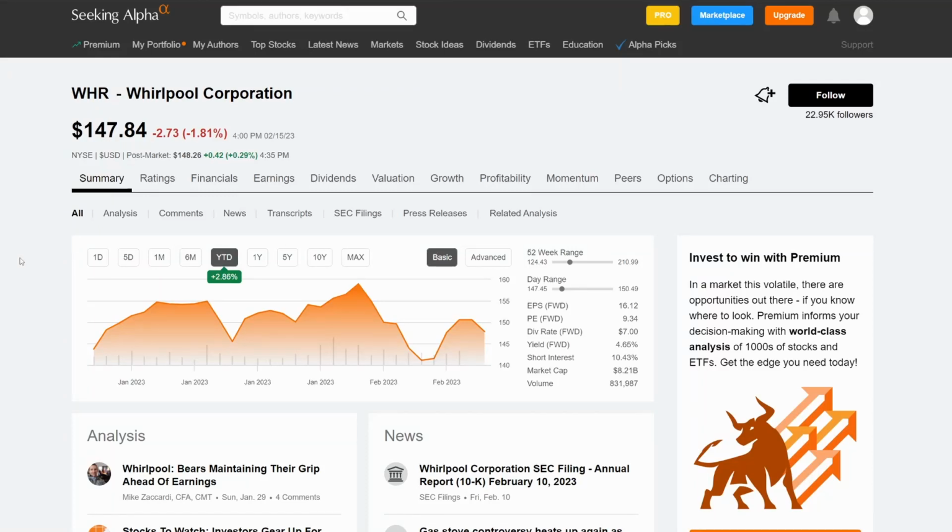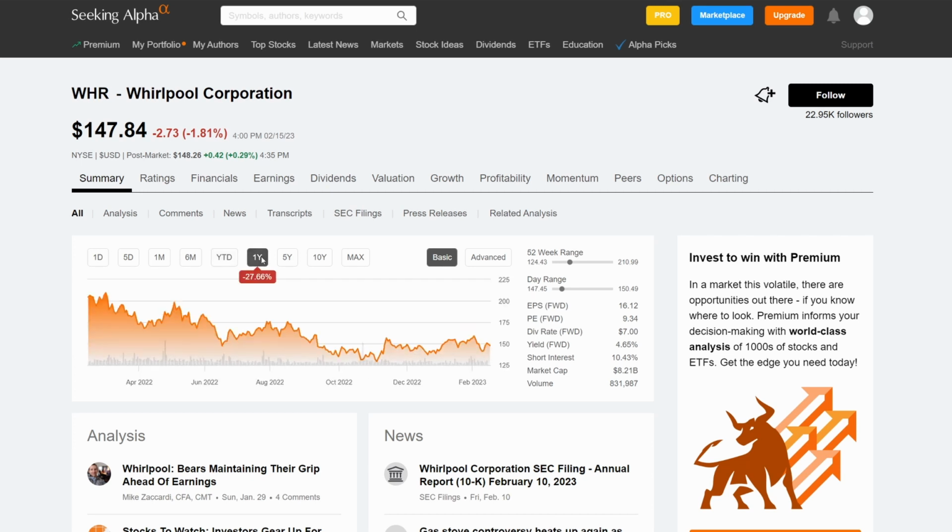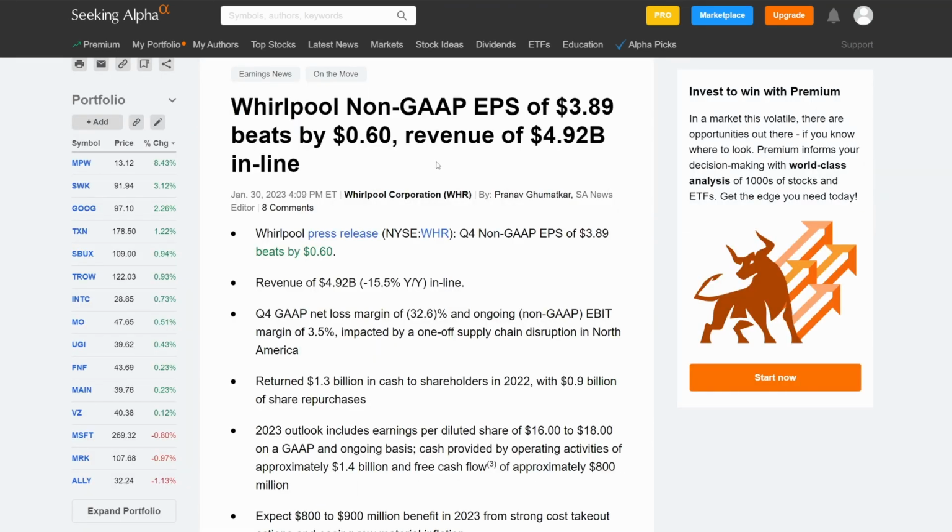Whirlpool Corporation's stock ticker WHR is currently trading at $147.84. Year to date, they are up 2.8%, but if we zoom out, they are actually down 27%. They recently released their earnings where they met expectations on the top line with a revenue of $4.92 billion, and they beat on the bottom line with 60 cents.